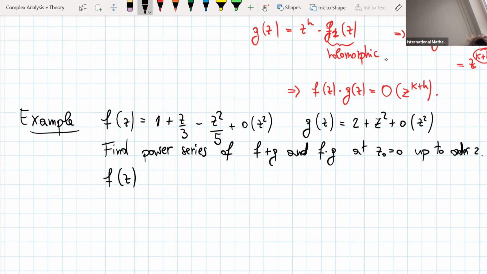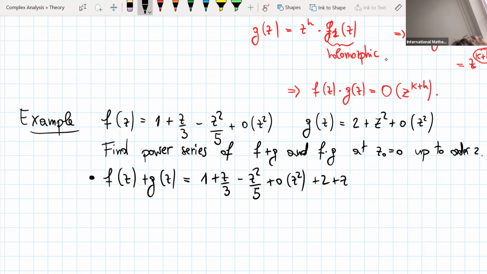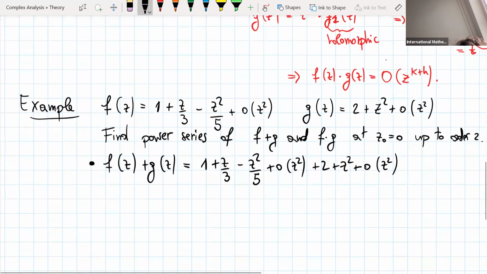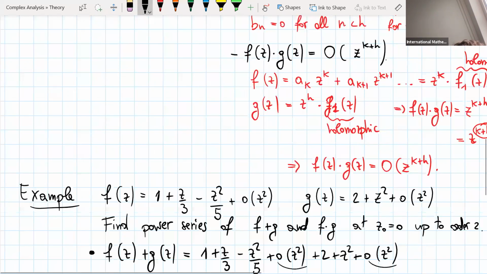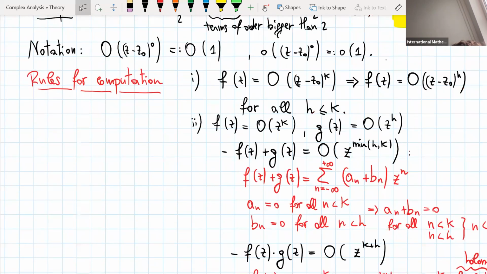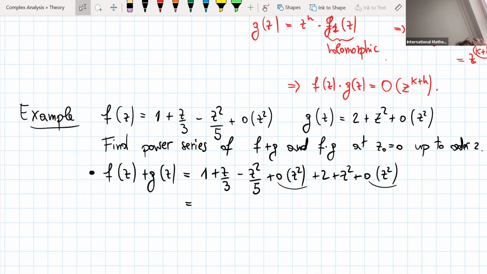And here you see for f of z plus g of z, in this case, we have 1 plus z over 3 minus z squared over 5 plus O of z squared, plus 2 plus z squared plus O of z squared. So now we have two terms of order bigger than 2. When we sum them up, by the rule of the sum, they remain of order bigger than 2. So we can put these two terms aside.